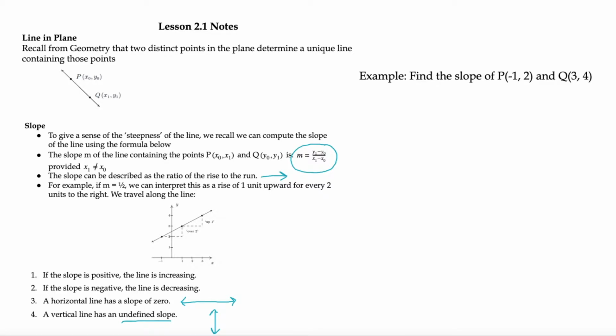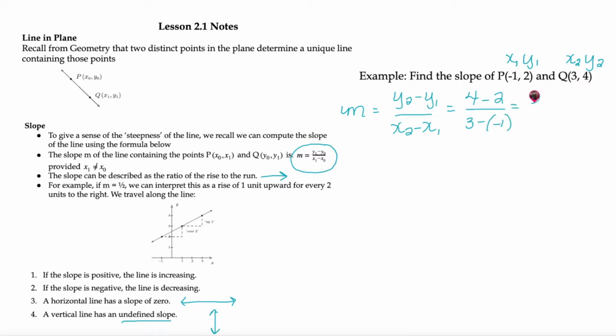It doesn't matter which point you describe as the first point or the second point, just as long as you're consistent throughout. I'm going to label the first one as x sub 1, y sub 1, and the second as x sub 2, y sub 2. When I'm finding the slope, I'm going to take the difference in my y values over the difference of my x values. In this case, we'll have 4 minus 2 over 3 minus a negative 1.